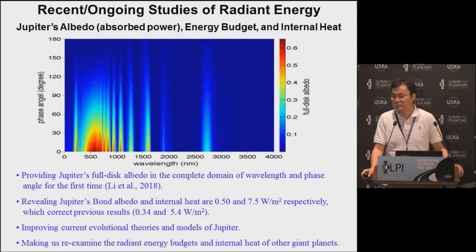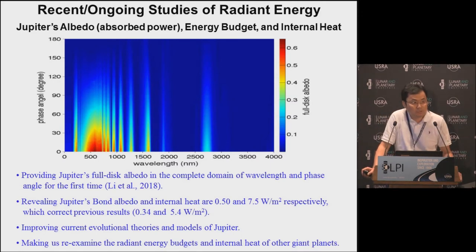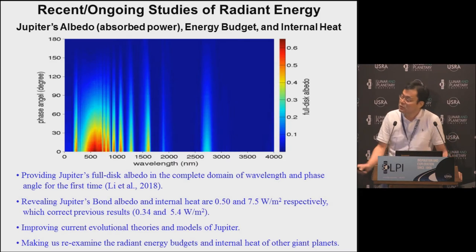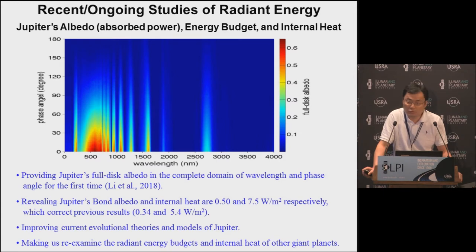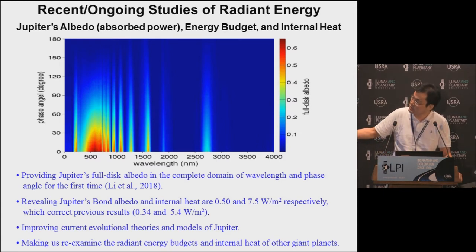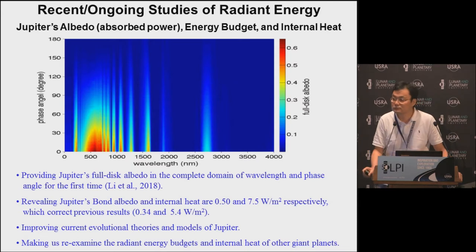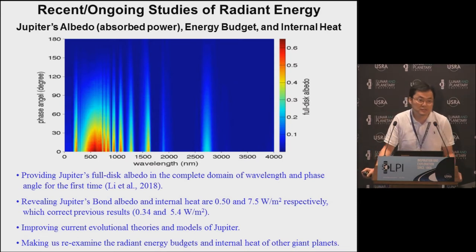Okay, here emitted power is only part of the story, because the radiant energy budget is determined by two energy sources. One is outgoing energy, the other is absorbed solar energy. The absorbed solar energy is determined by albedo. Right here, I show the full disk albedo of Jupiter, the two-dimensional domain. One axis is wavelength, the other is phase angle. I think that's the first time we got this, because the Cassini observations are perfect. So we have the chance to get a two-dimensional albedo for Jupiter for the first time.